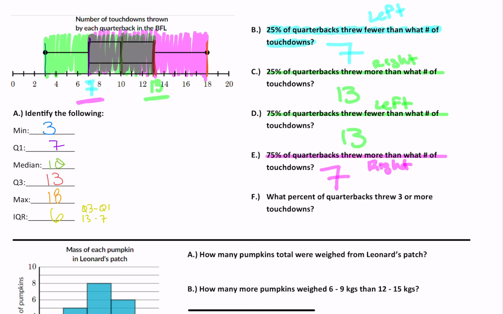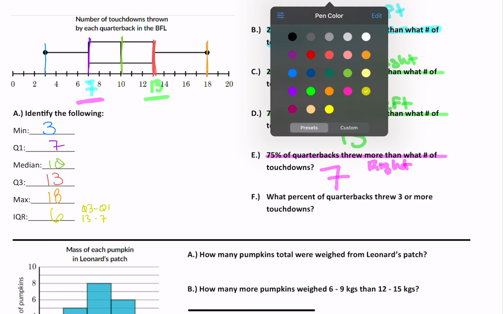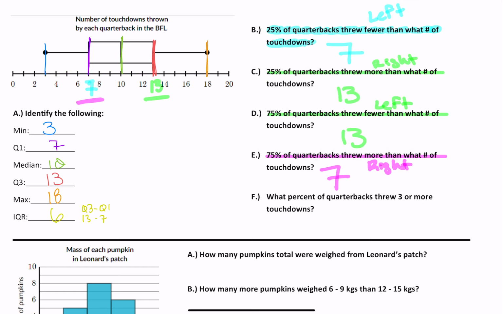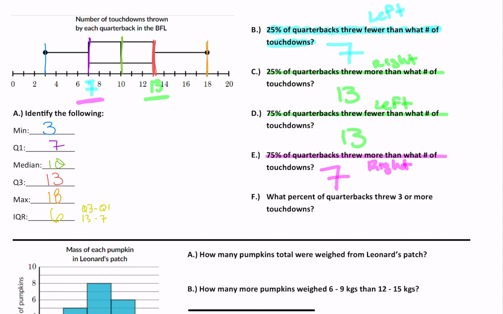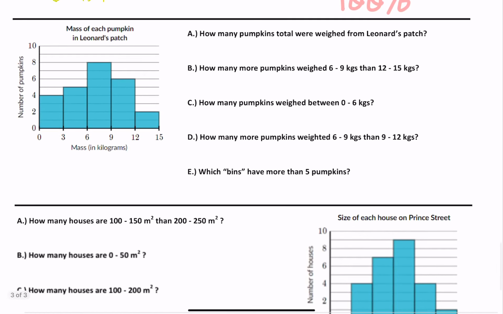All right. I'm going to erase these two highlights for the last question here. Last question is asking us what percent of quarterbacks threw 3 or more chunks. All right, so starting at 3 or more, I'm going to go all the way until I hit the end here. Well, I highlighted the whole box plot, so the percent for that is 100. Look at that. Easy peasy mac and cheesy.